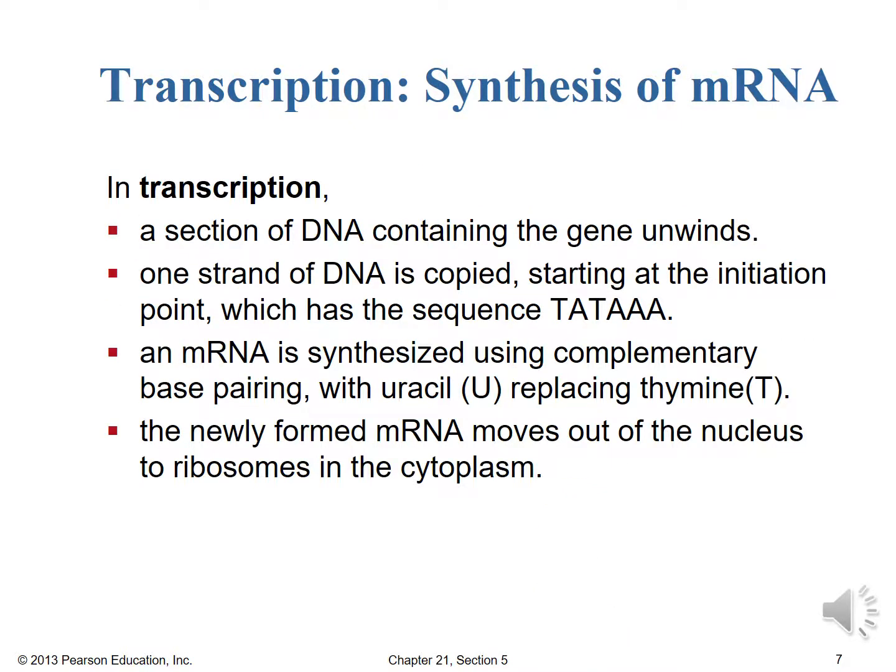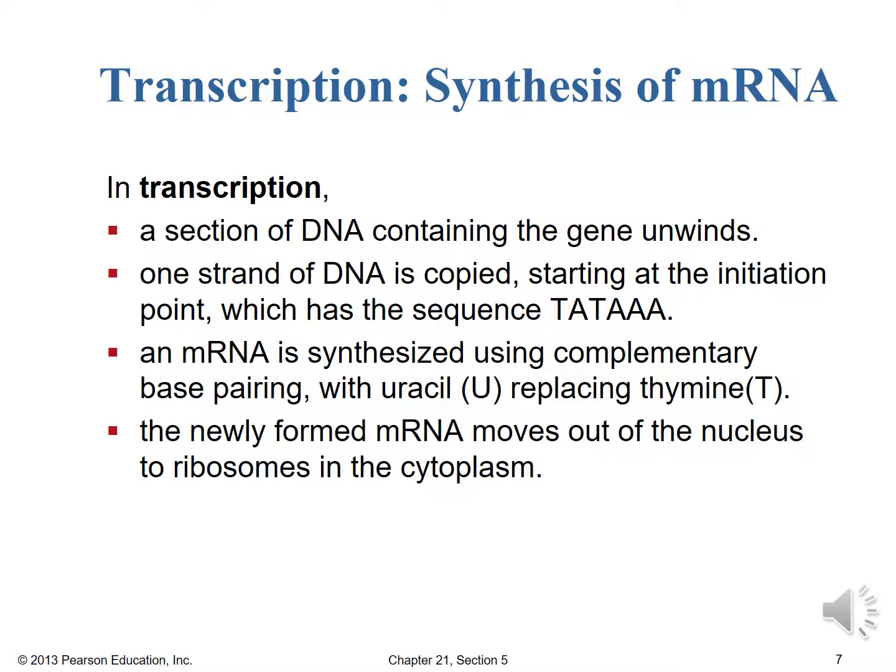All right, so let's go into transcription first, which involves the synthesis of mRNA. So a section of DNA containing the gene unwinds, and then one strand of DNA is copied starting at the initiation point, which has the sequence TATAA. Then an mRNA is synthesized using complementary base pairing, of course, with uracil replacing the thymines, that TATA sequence as it's known. We have the newly formed messenger RNA moves out of the nucleus to ribosomes in the cytoplasm. So there we go.